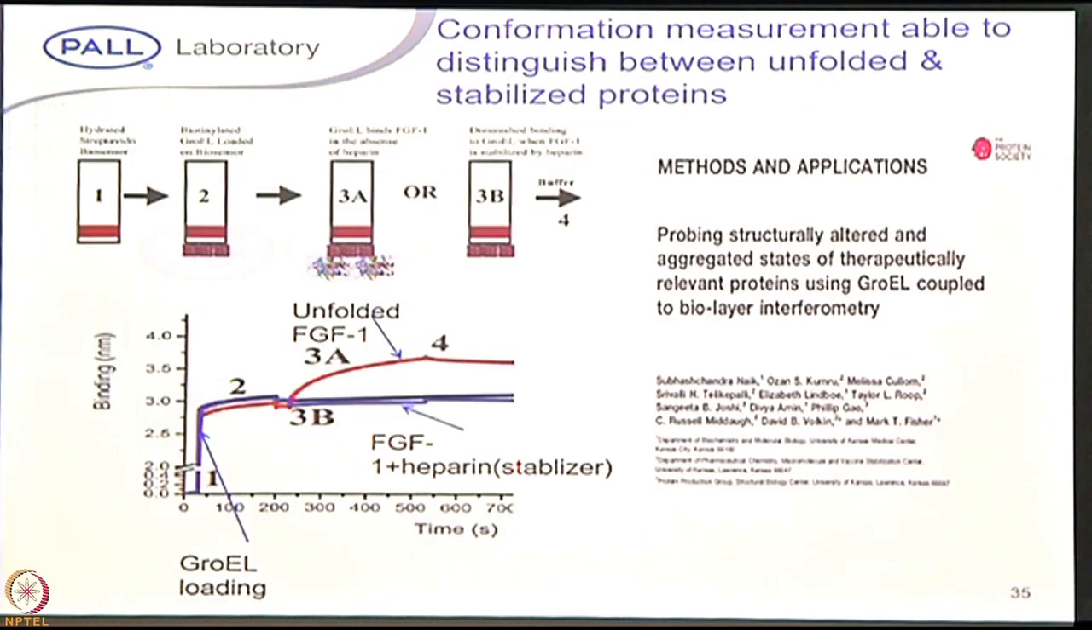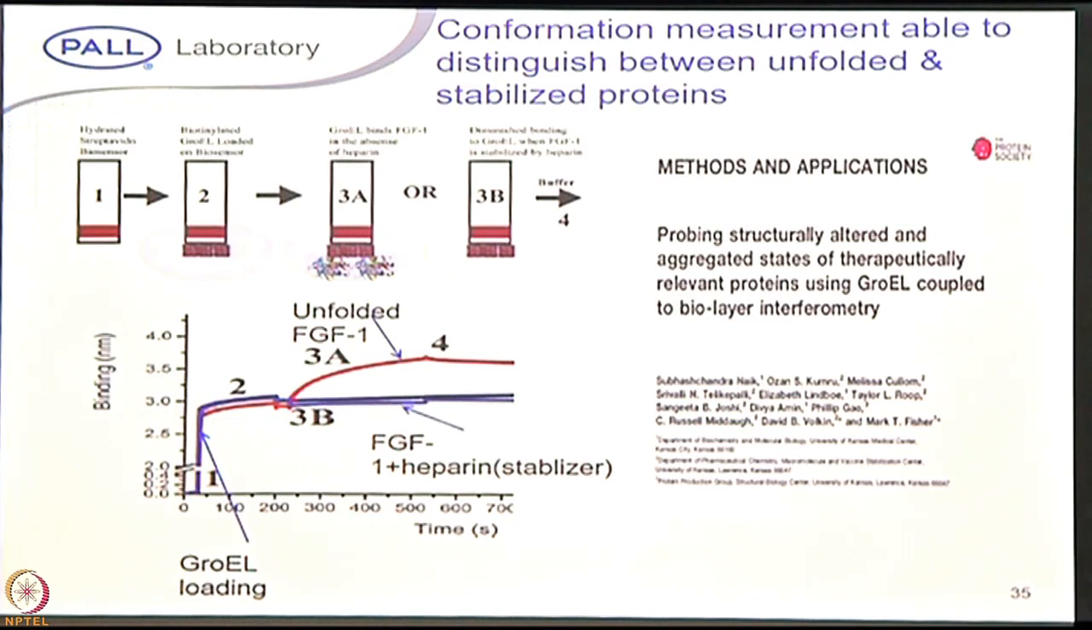One more example I am showing here is the folding and unfolding patterns of proteins. In this example, the biotinylated GroEL is immobilized on the sensor surface. The unfolded protein will bind, and you can see the response; the folded protein will not bind. So using the chaperone model, you can screen whether the protein is folded or unfolded.